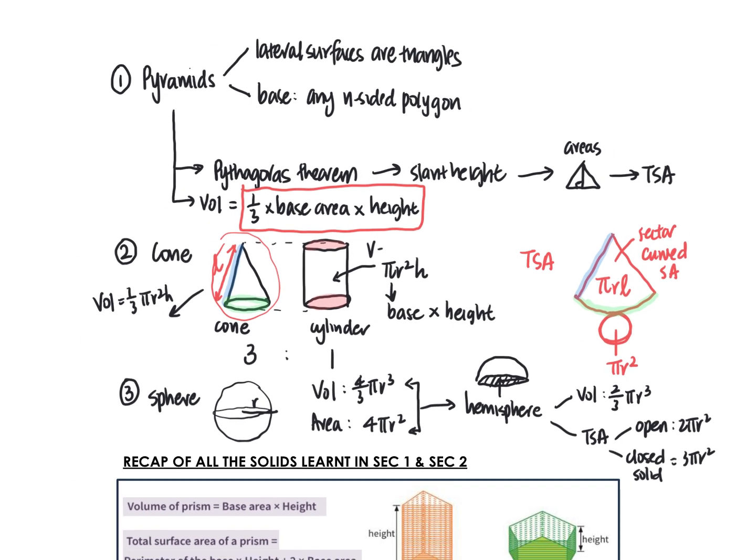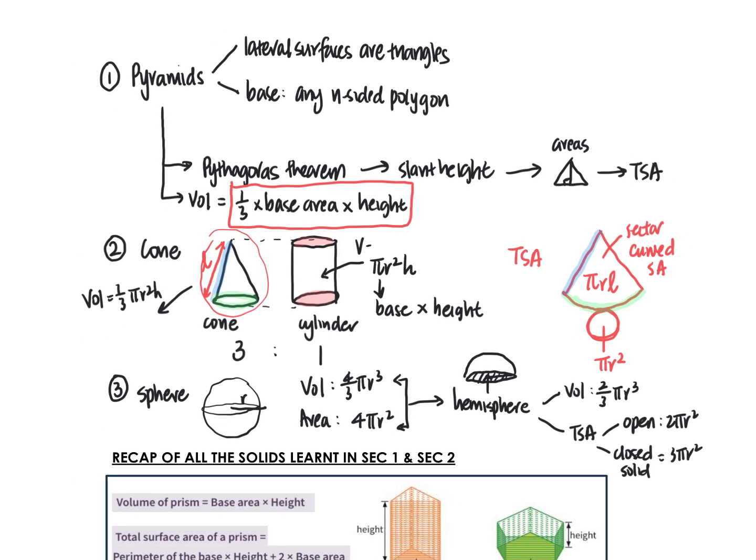So these were the 3 shapes that we have learned: your pyramid, your cone, and your sphere. These are the 3 shapes that you will learn in Sec 2. So after this, we will learn the 2 other shapes, which is your cylinder and your prisms, which is supposed to be learned in Sec 1, but we have not learned it yet. But actually, cylinder is just 3 times of this. So indirectly, we have learned this.